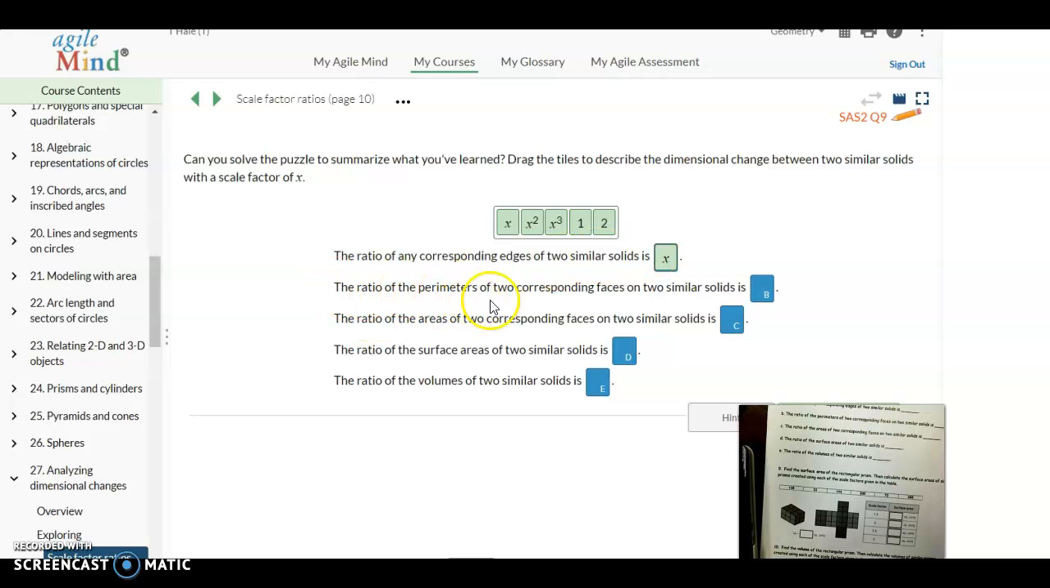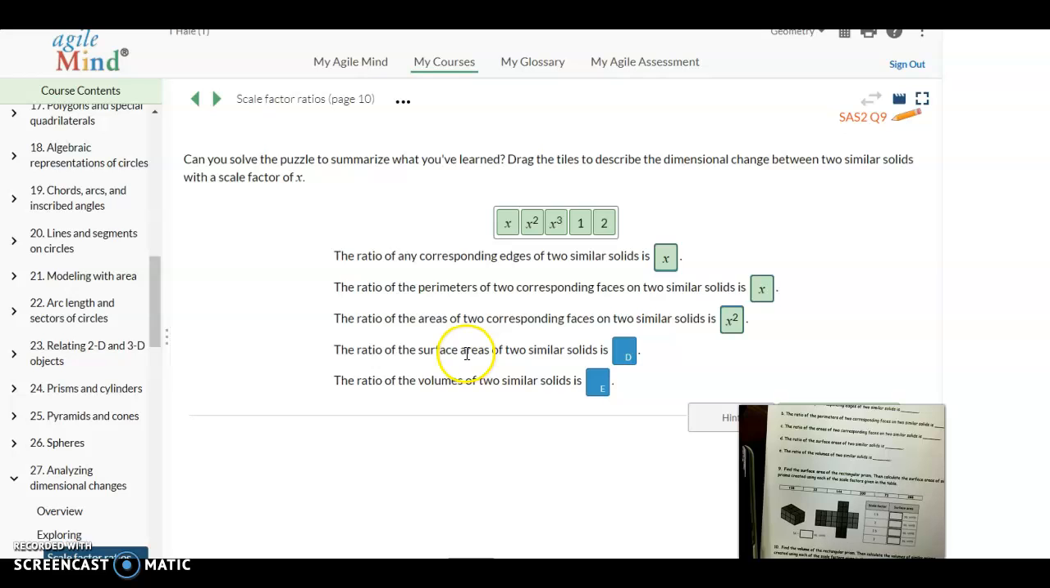It says the ratio of the perimeters would have what scale factor? Well, perimeter's still linear, right? So it would still have that same scale factor of x. Now the next one is the ratio of areas. Area is not linear. Area is quadratic, right? That is always going to have squared units. So we need to take the scale factor for linear dimensions and square it. X squared would be the ratio of the areas.